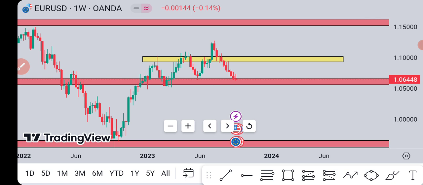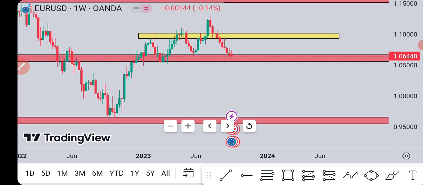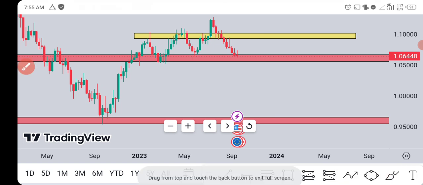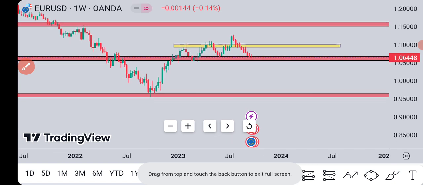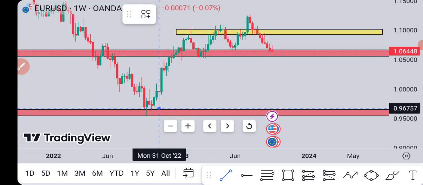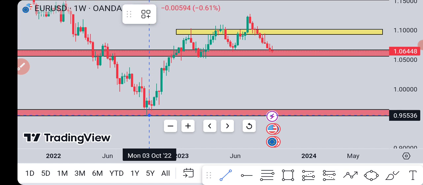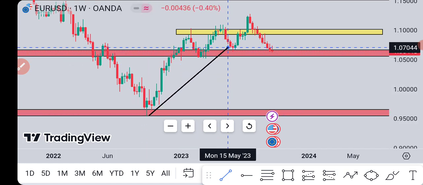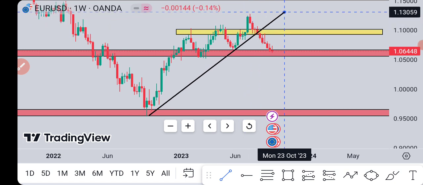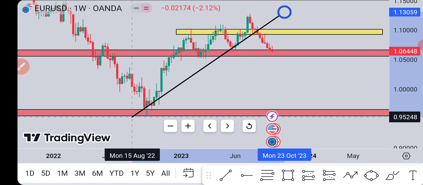So the market is overall bearish, but short term, I'm expecting a bullish move to go and test at least this zone before moving down again, giving us a head and shoulder pattern. And if we also take our weekly trend line from this low all the way to this high, we are currently trading below the trend line, meaning that we broke below the trend line.